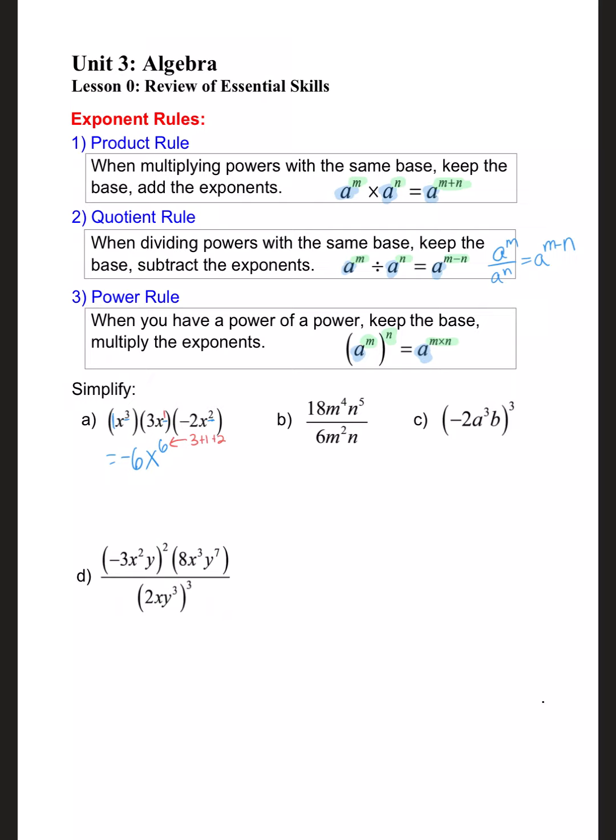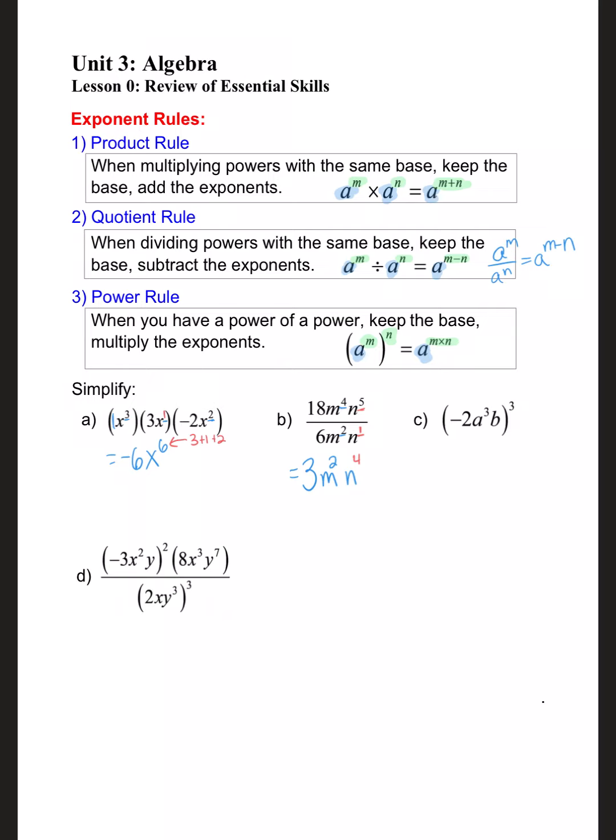Let's try another one. This time we're dividing. So when we're dividing, remember, we're going to subtract our exponents. And once again, I'm just going to give this n here a power of 1 so that we remember that there is actually a number there we have to account for. So we'll divide our coefficients. So 18 divided by 6 is 3. And then we'll write our variables. They stay the same. But this time we're going to subtract our exponents. So 4 minus 2, we're going to have a power of 2. And then we'll have 5 minus 1, we'll have a power of 4 on that. Okay? We'll continue on to the next example.